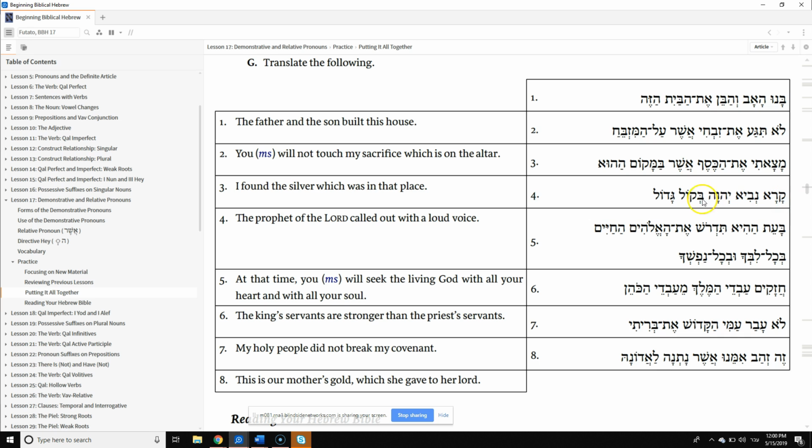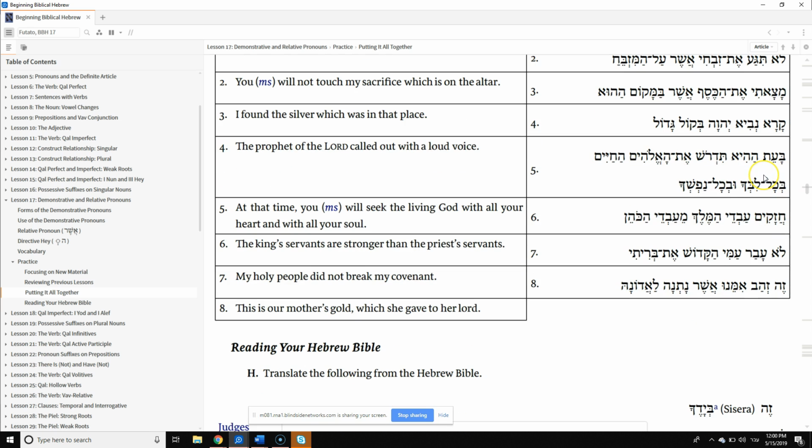This one's really straightforward. I'm not going to spend time on this. Number 5 is longer, so we'll take a look at it here. Ba'et hahi tirosh et ha-Elohim ha-kayim bekol livecha uvekol nafshecha. So, what do we got here? Let's kind of look through.